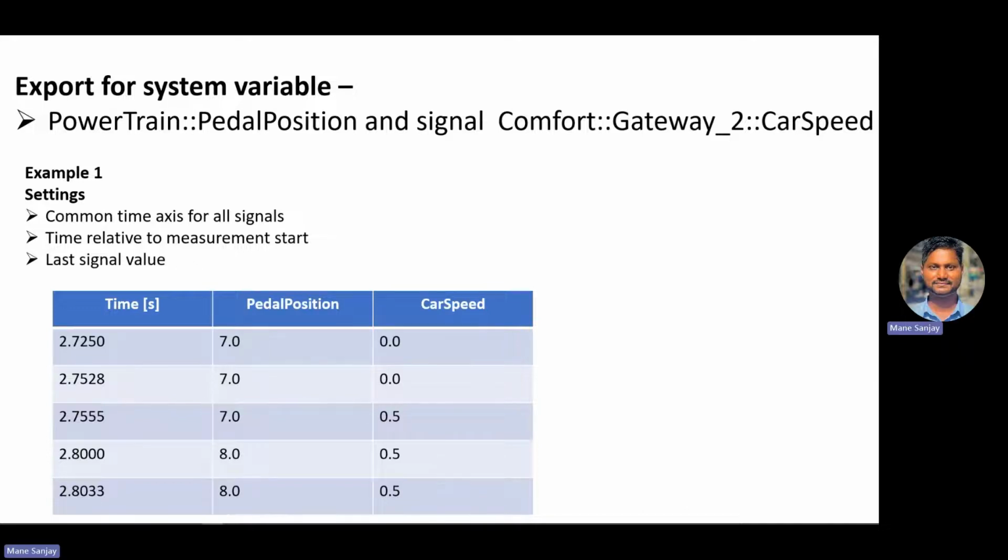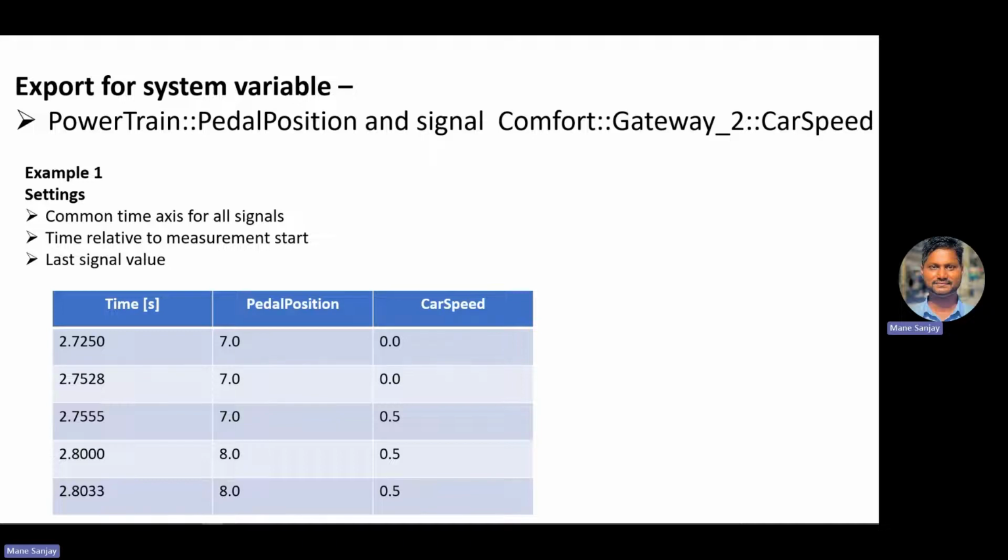And if we go for the third option, if I select the common time axis for all signals, but I want to select different options for interpolation or extrapolation, so I just keep the last signal value. If my last signal value is a 7, and though the signal is not present here, the last signal value gets stretched. Same story here. At this timestamp, I don't have a signal value, but the last value is stretched here. So this is how that option can help you.